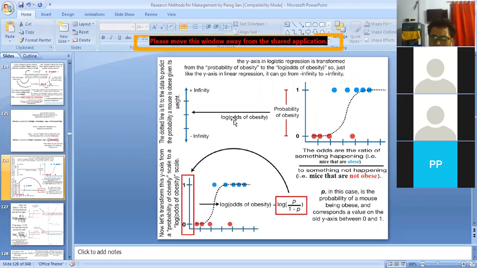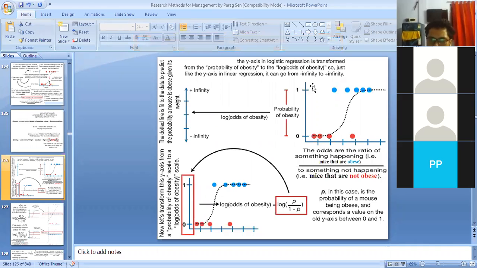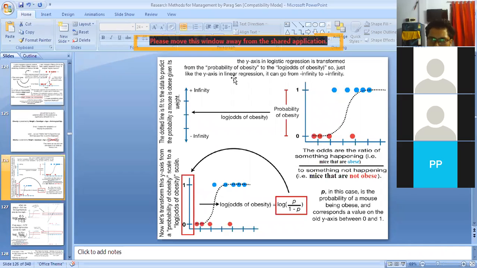So what is done in a nutshell? In logistic regression, there is a sigmoid function. The y-axis in logistic regression, which represents the probability of obesity, is transformed to the log odds of obesity. So just like the y-axis in linear regression, it can go from minus infinity to plus infinity.